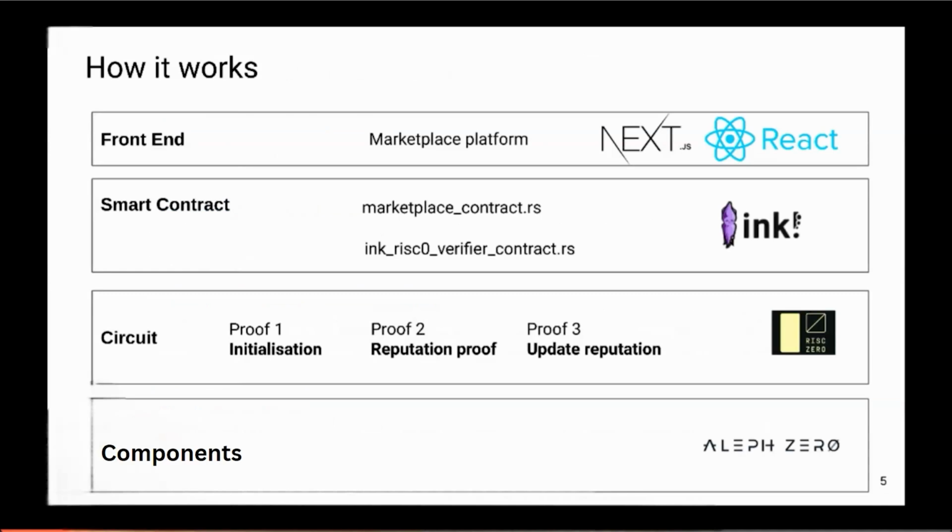So how does this platform work? The front end is a marketplace platform built using Next.js and React, with a smart contract, marketplace contract.rs, using Ink. The circuits are proof one, proof two, and proof three: proof one is the initialization, proof two is the reputation proof, and proof three is update reputation. And the component being used is LF0.